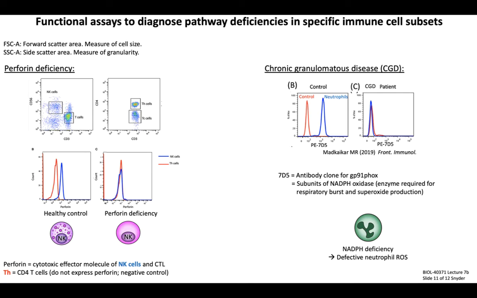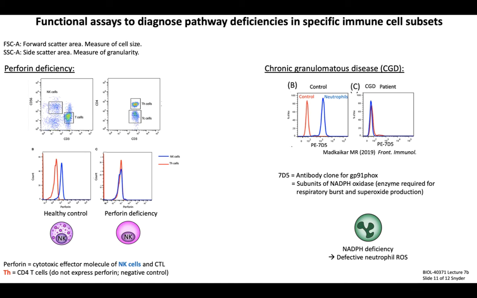CGD is a pathology where patients typically have mutations in enzyme subunits needed for the respiratory burst that generates ROS. And this is required to kill phagocytosed pathogens. Neutrophils that cannot generate ROS are much worse at killing phagocytosed pathogens. And so these CGD patients are highly susceptible to bacterial and fungal infections as a result.